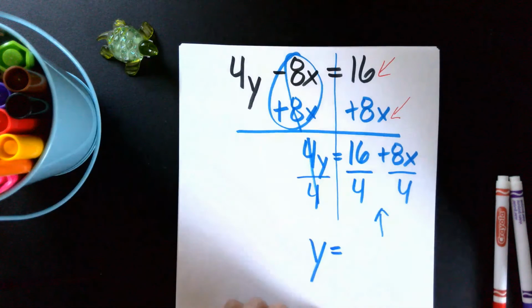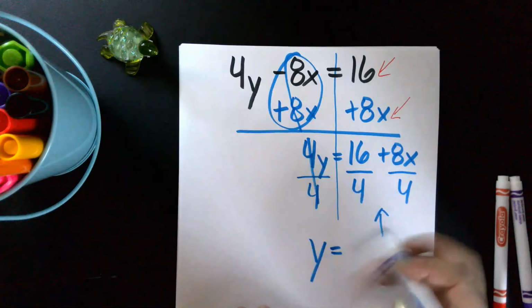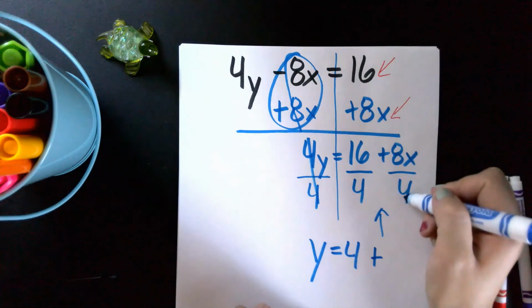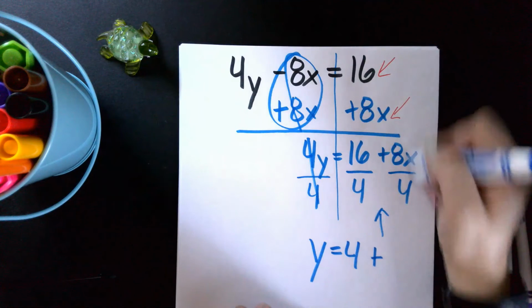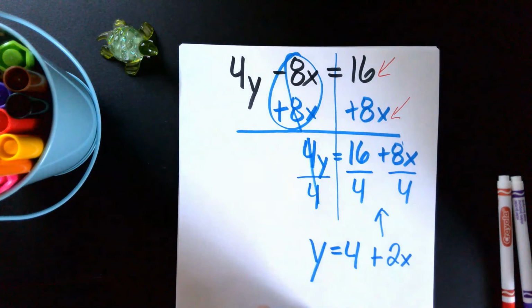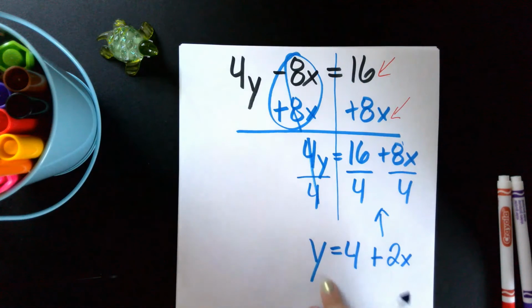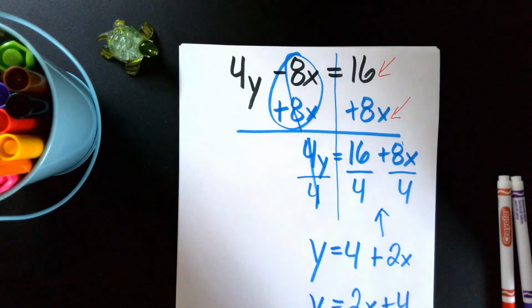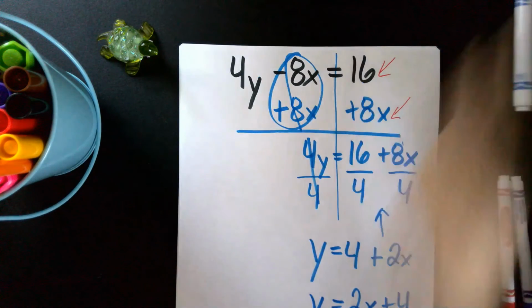And then we're going to divide 16 by 4. 16 divided by 4 is 4. And 8x divided by 4, we're just going to do the 8 divided by 4, is 2. So I have 2 x's. Boom, we did it. Okay, y equals 4 plus 2x. So now, if we take a look at this, I can rewrite this as 2x plus 4, they're the exact same thing according to the commutative property.